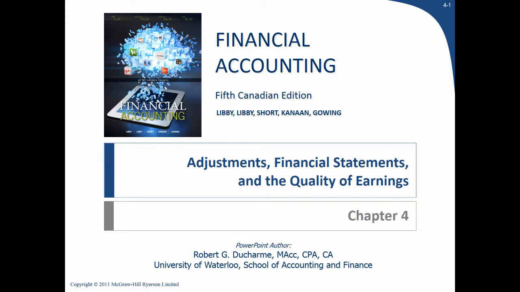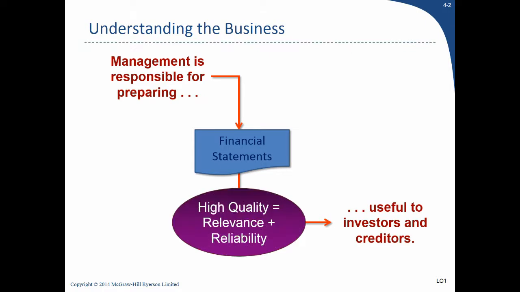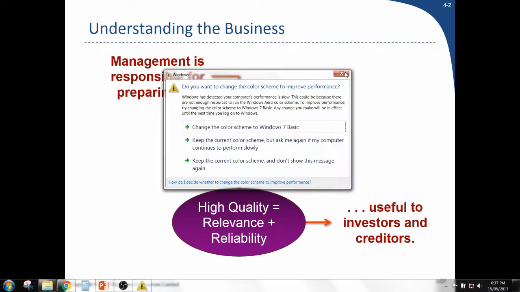All right, so chapter 4, adjustments, financial statements, and quality of earnings. Okay, so we talked about this in lecture 1. Management is responsible for preparing the financial statements. So we as investors elect a board of directors, and the board of directors look out for us, and the board of directors then hire a manager or a group of managers, collectively known as management.